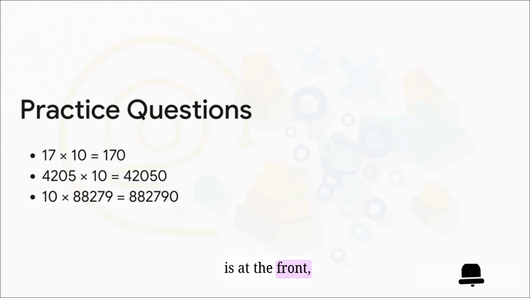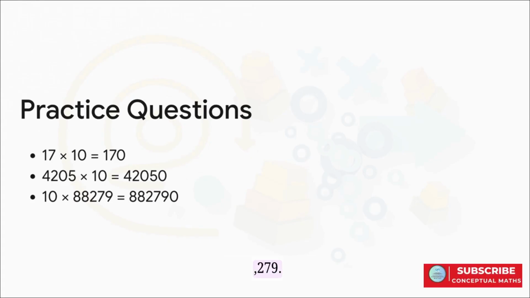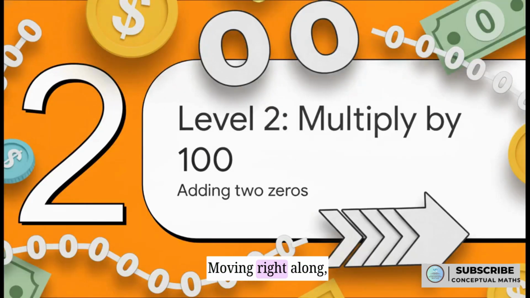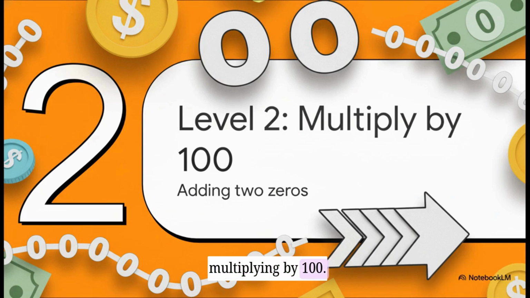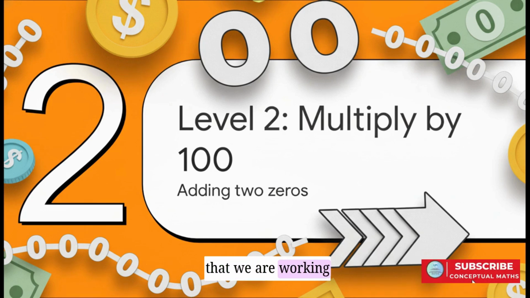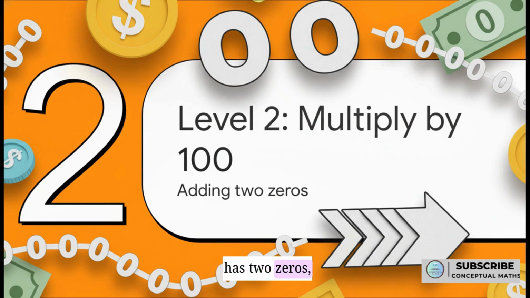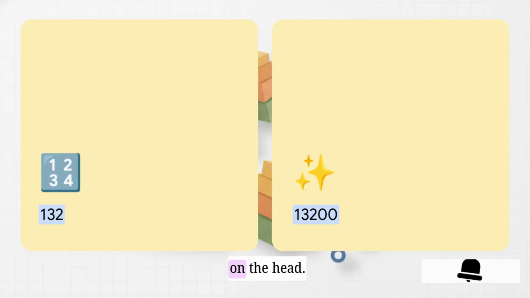Even if the 10 is at the front, like 10 times 88,279. Same thing, just attach the 0 to get 882,790. The trick works effortlessly, whether it's a small number or a massive 5-digit beast. Moving right along, we're leveling up to level 2, multiplying by 100. Now that we are working with a multiplier that has 2 zeros, I bet you can guess the rule. Yep, you hit the nail on the head.